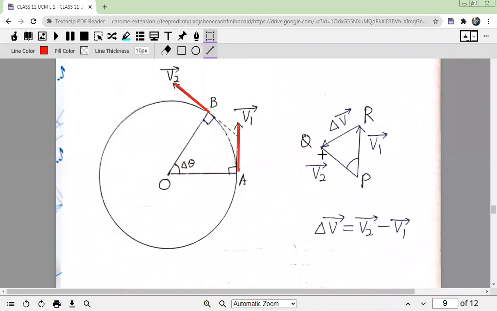Is it clear? So see here, you have to find the change in velocity. First of all, we will determine the change in velocity. What will be the change in velocity? It will be final velocity minus initial velocity, vector v2 minus vector v1. So how will you find vector v2 minus vector v1?